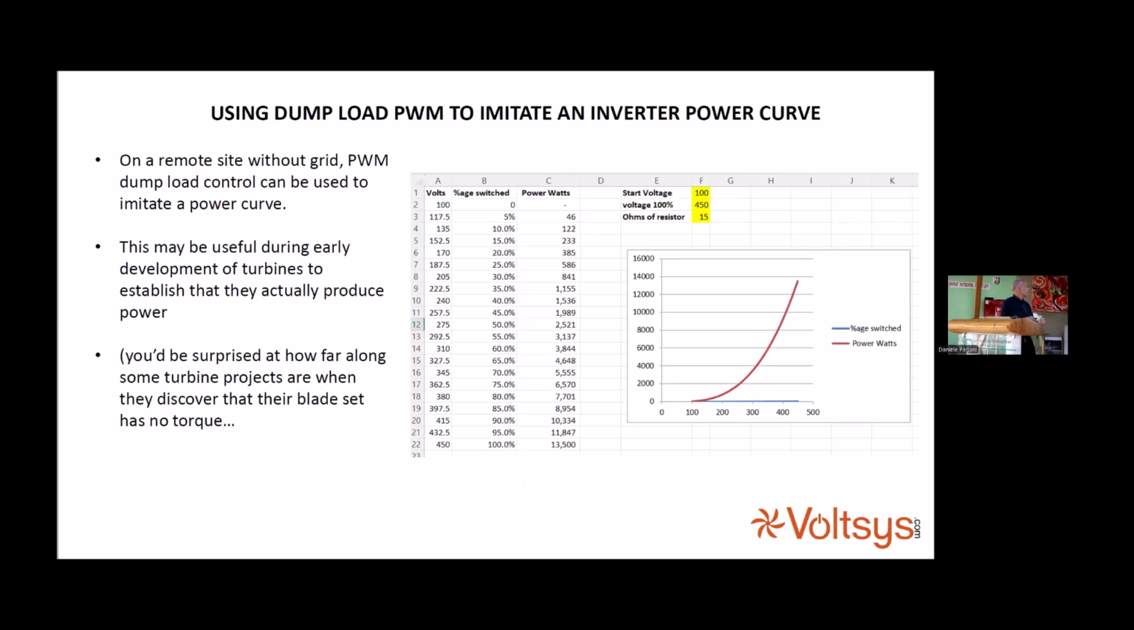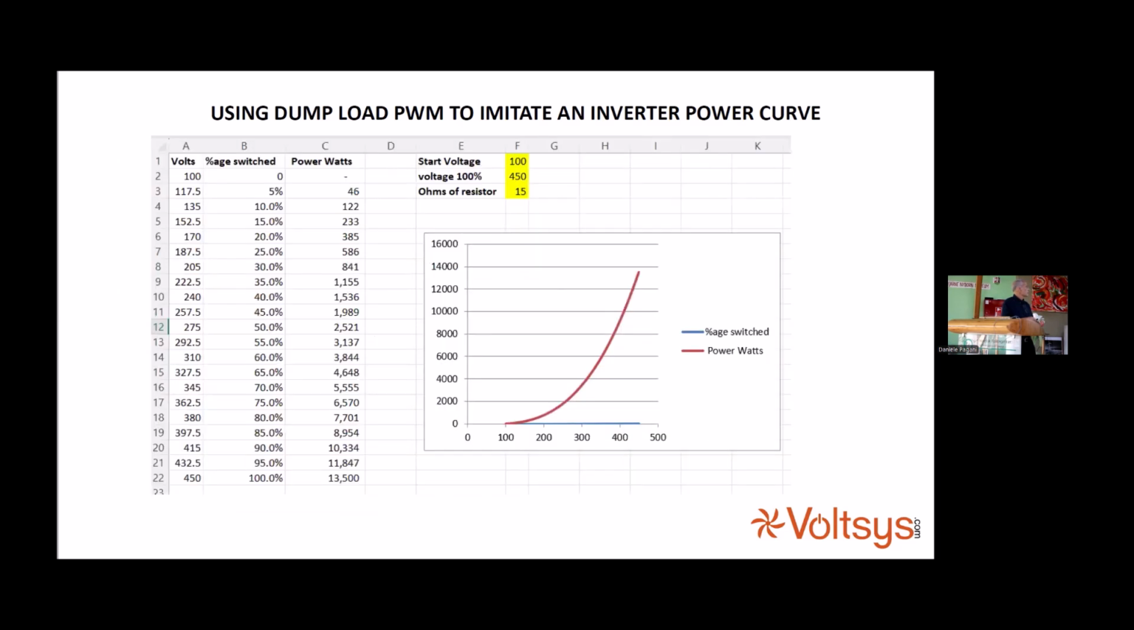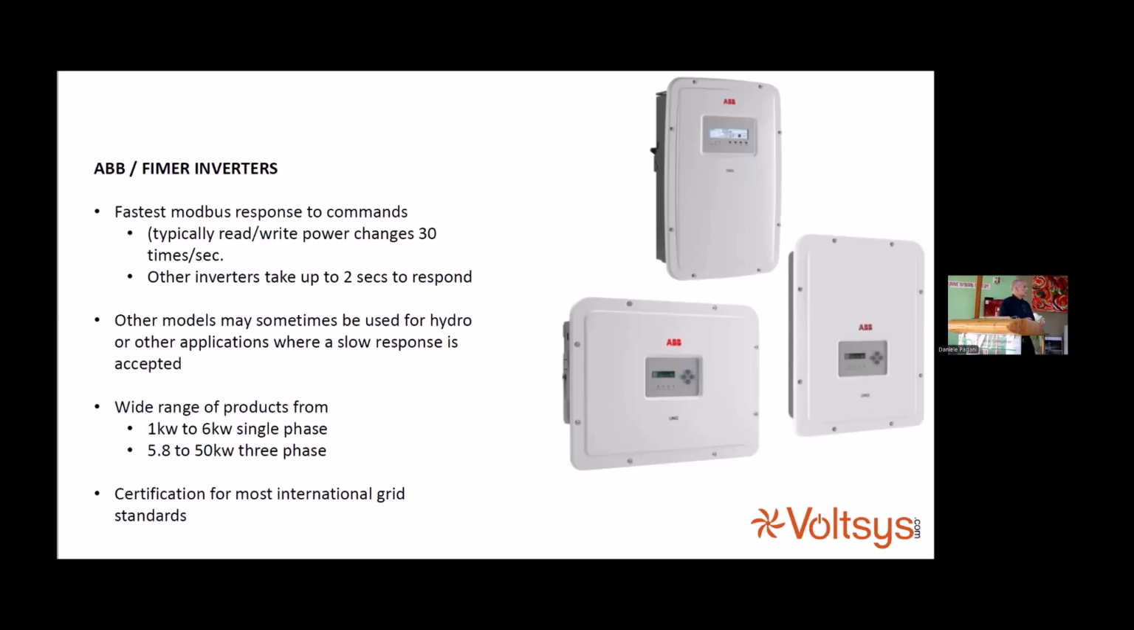So this is an example of being able to put a power curve into the dump load resistor. This is an example of using pulse width modulation to imitate an inverter power curve. At the moment, we work with ABB inverters, which have been taken over by FIMER in Italy. We use them because they respond very quickly to Modbus commands. We can typically tell the inverter to change its power ratio 30 times a second. So 30 times a second, we can read the speed of the turbine, look at the power table, tell the inverter how much power to convert, and go back to looking at the speed of the turbine again. So very fast we can do that.